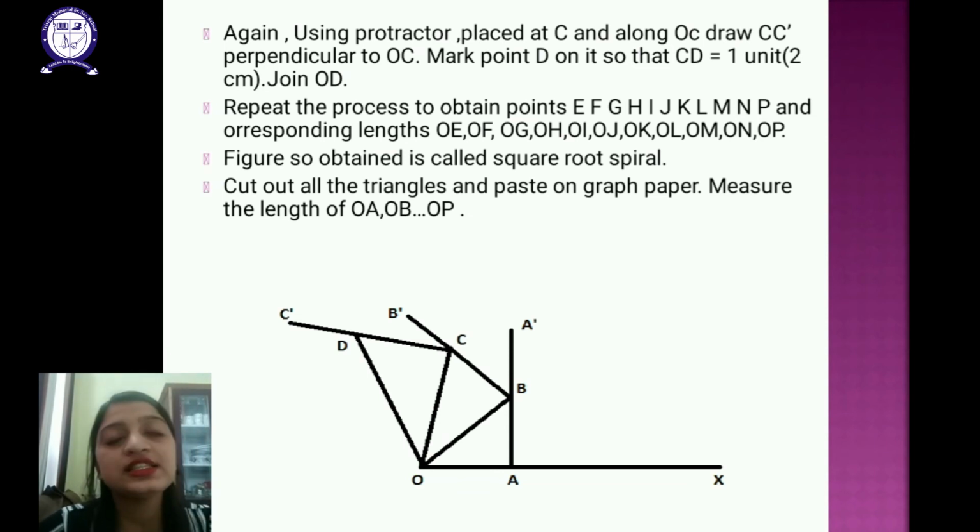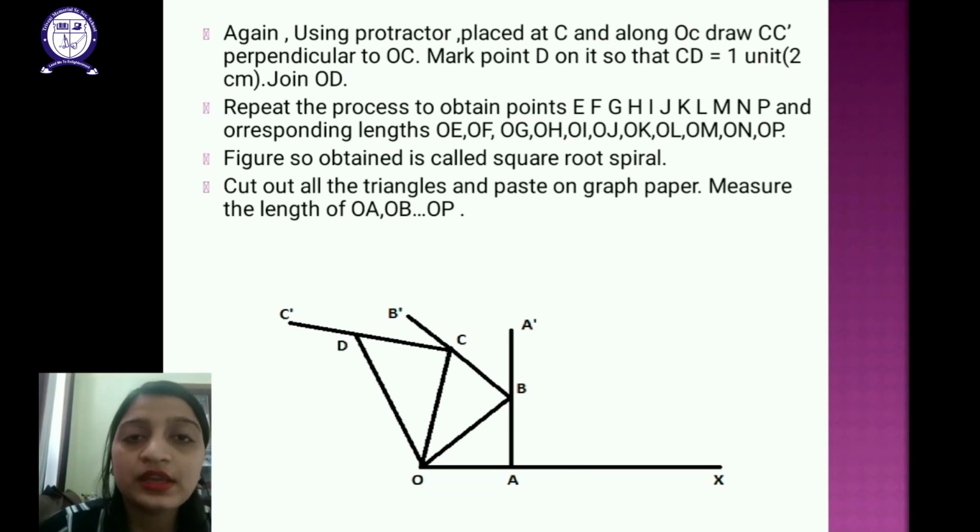Similarly, it says to repeat the process to obtain points E, F, G, H, I, J, K, L, M, N, P. I have not written O here because O is already the point taken at the very beginning. The corresponding lengths are OE, OF, OG, OH, OI, OJ, OK, OL, OM, ON and OP. With the same process, you take points E, F up to P and join all the points with O. Now the figure which we obtain will be a square root spiral.